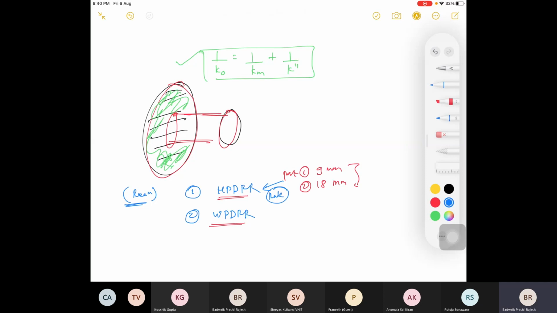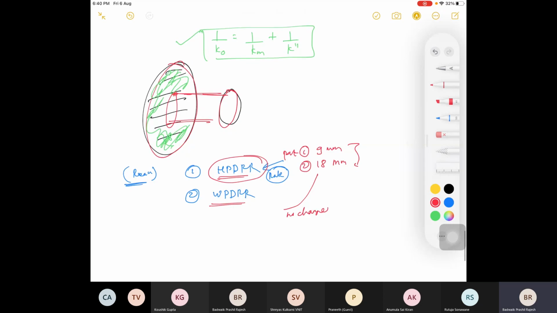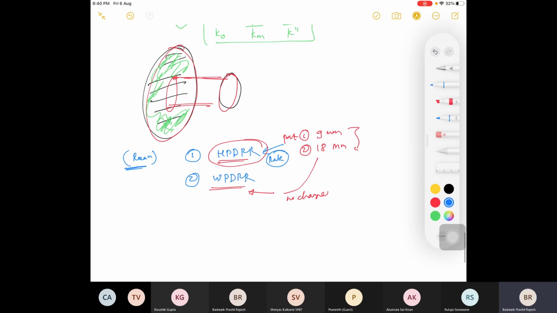If by changing the catalyst size there is a change in rate, then it belongs to your high pore diffusion resistance. And if there is no change in rate, if it is constant, then it is your weak pore diffusion resistance. So this kind of question is asked in your semester exams and in GATE also. Okay, we'll look after that.